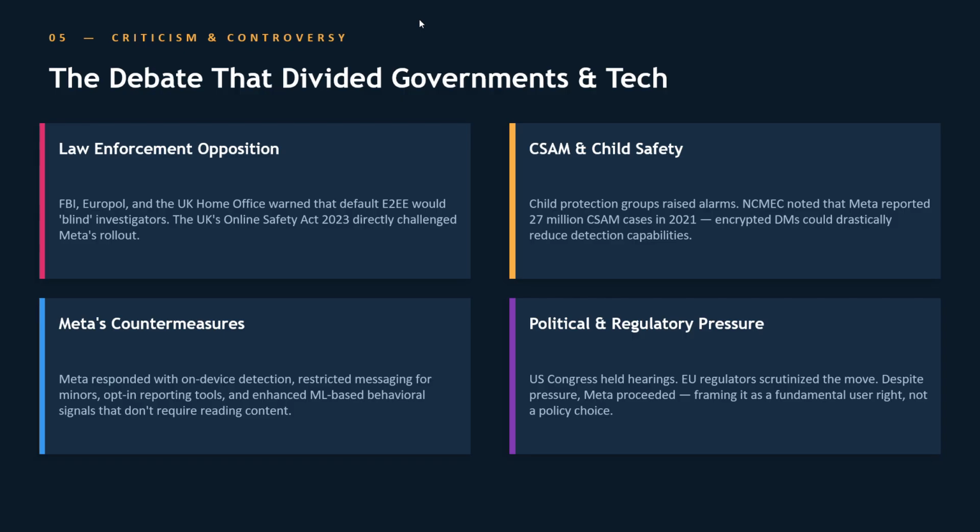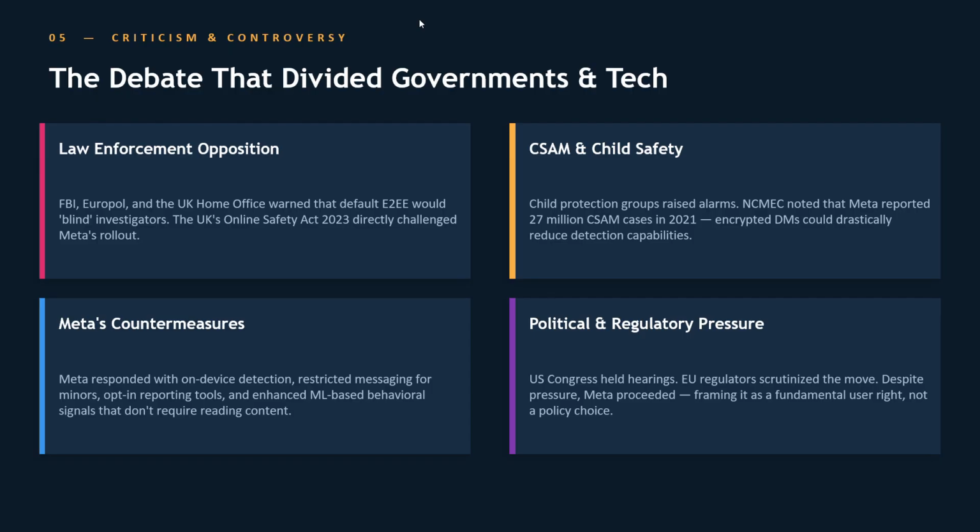This is where things got politically heated. The FBI, Europol, and the UK Home Office all came out publicly against the move, warning that it would, quote, blind investigators. The UK even passed the Online Safety Act in 2023, partly in response, giving regulators power to demand that platforms scan encrypted messages, a demand Meta has resisted.